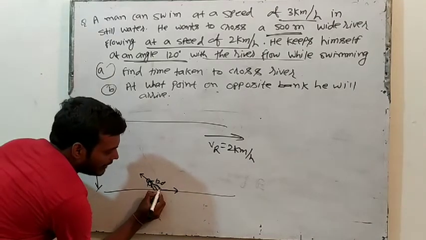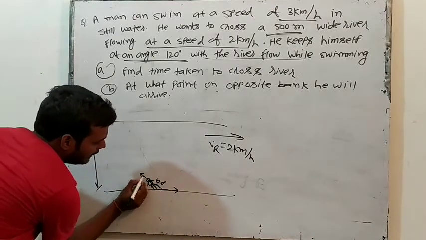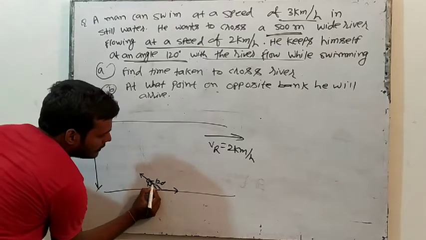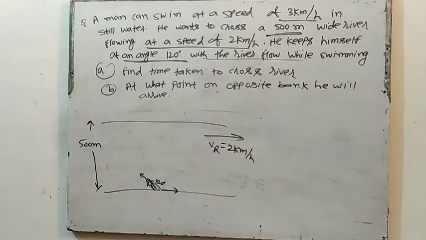The man is making how much angle? 120 degrees. See this angle? This angle is how much? 120 degrees is the angle this is making. Clear? Okay. So this is the situation.